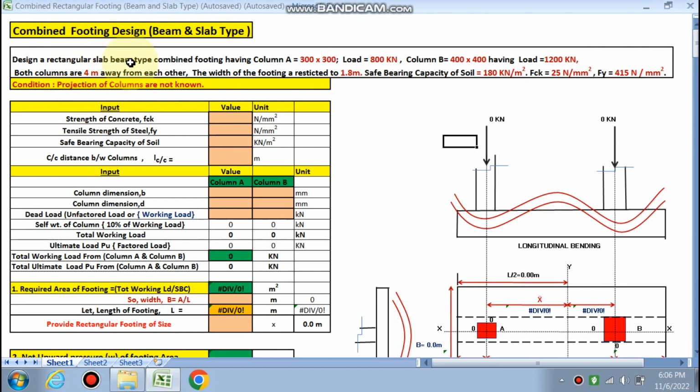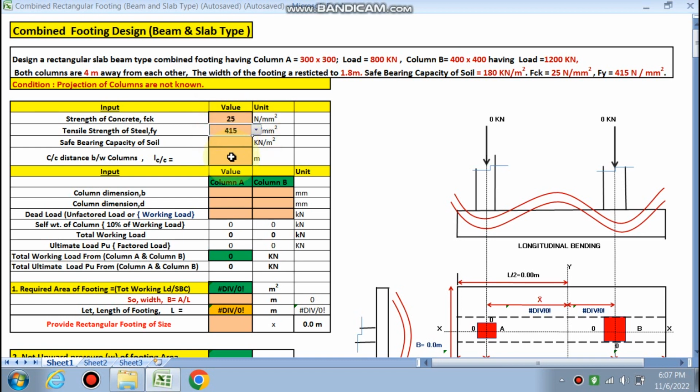Design a rectangular slab beam type combined footing having a column size this much, load is this much. Column B is having a size this much and the load is 1200 kN. Both the columns are 4 meter apart and the width of the footing is restricted to 1.8 meter. Safe bearing capacity in this case is 180 kN per meter square and fck is 25 and fy is 415. So let's start. fck in our case is 25, fy is 415.